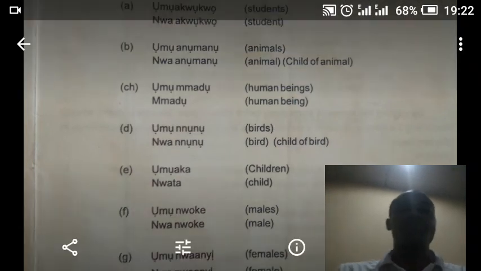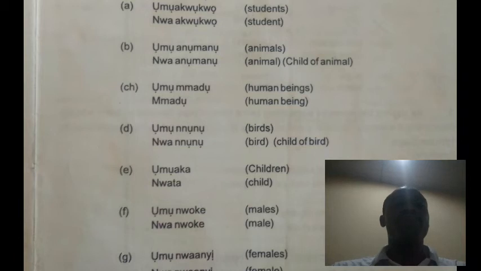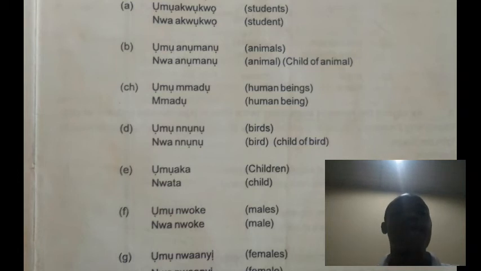The next one, which is B, ụmụ anụmanụ, which means what? Animals. Nwa anụmanụ, which means animal or child of animal. Alright? Okay, the C part of it is ụmụ mmadụ, which means human beings. The next one is mmadụ, which is what? Human being. Alright, singular and plural there. The D part of it is ụmụ nnụnụ, which is what? Birds. The singular part of it is nwa nnụnụ, which means bird or child of bird.